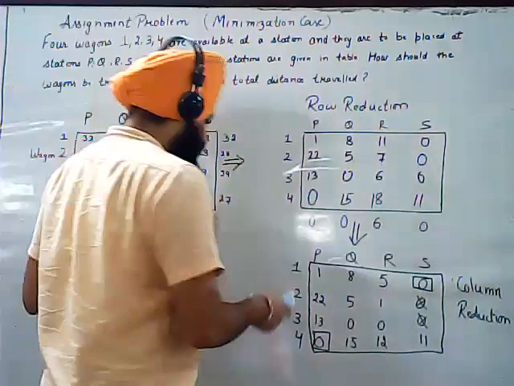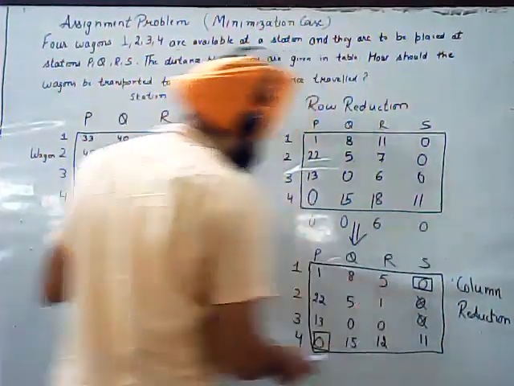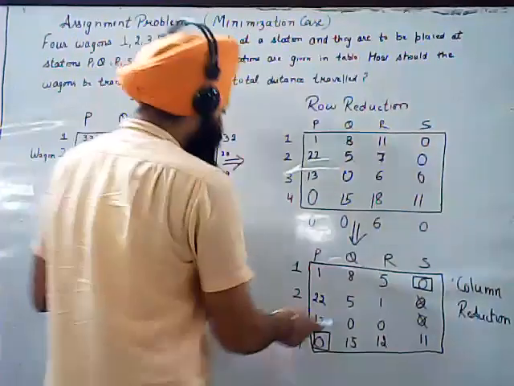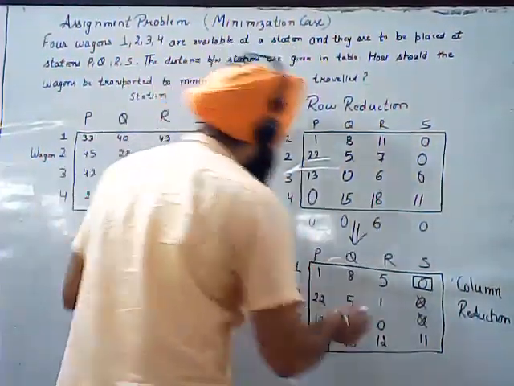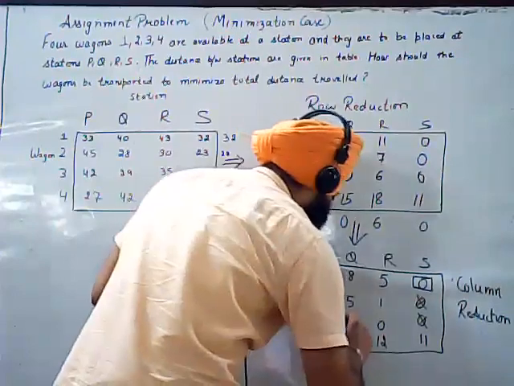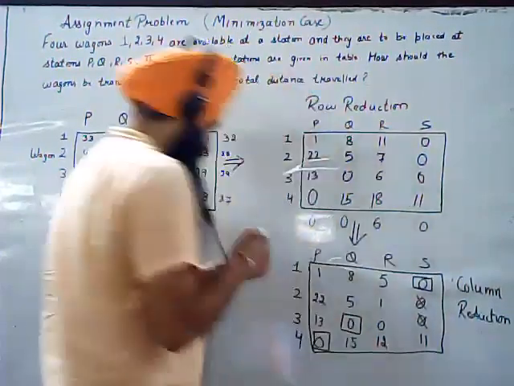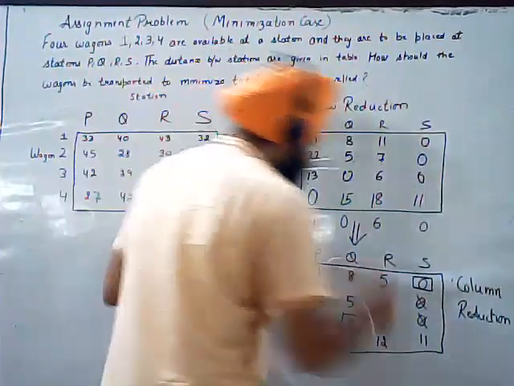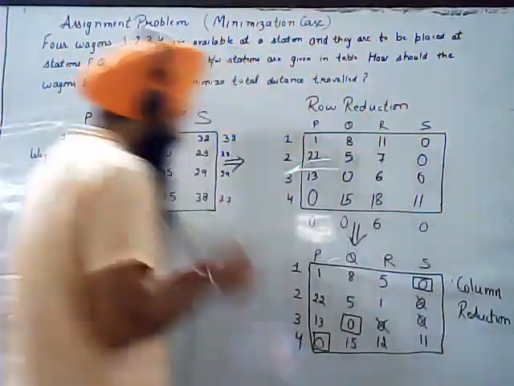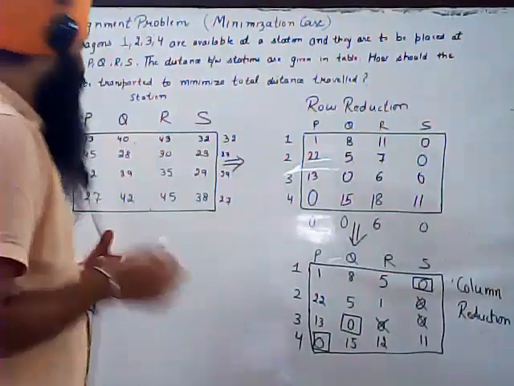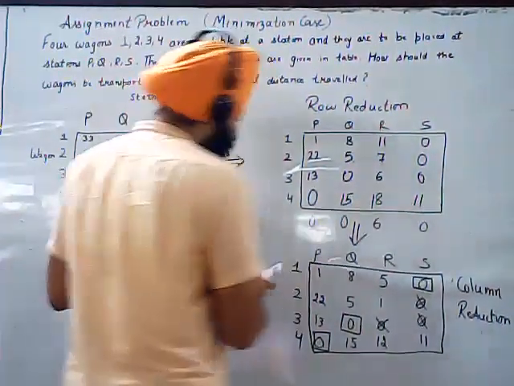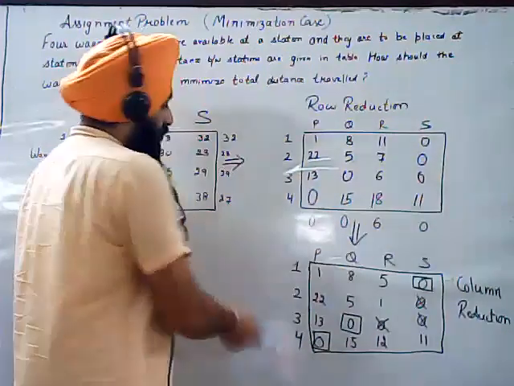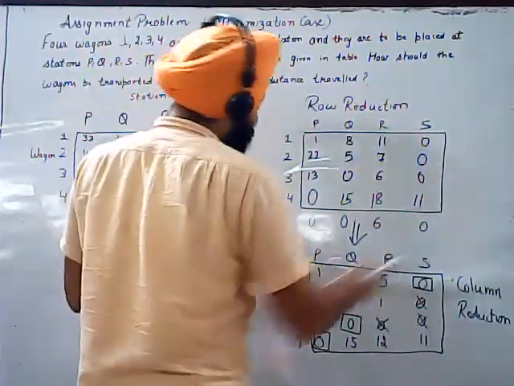Now we have made assignment in row number 1 and in row number 4. There are 2 zeros in row number 3, so we can assign it to any column. Now wagon number 3 is assigned to station Q, so this zero will be cancelled. Now we have 4 wagons and 4 stations, so each wagon must be assigned to each station.